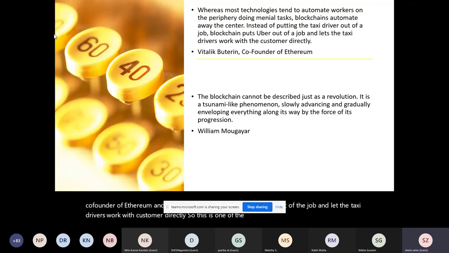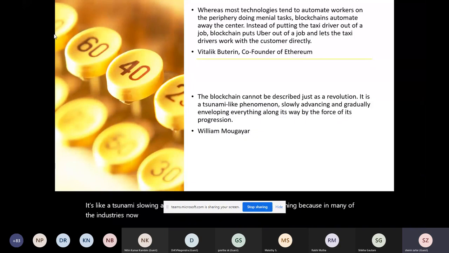As specified by another person, William Mougayar, blockchain cannot be described just as a revolution. It's like a tsunami, slowly advancing and gradually enveloping everything, because in many industries blockchain will now be playing a very, very important role.